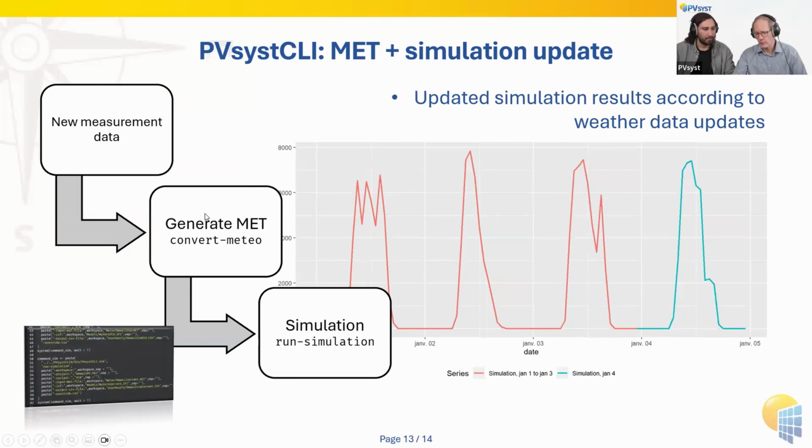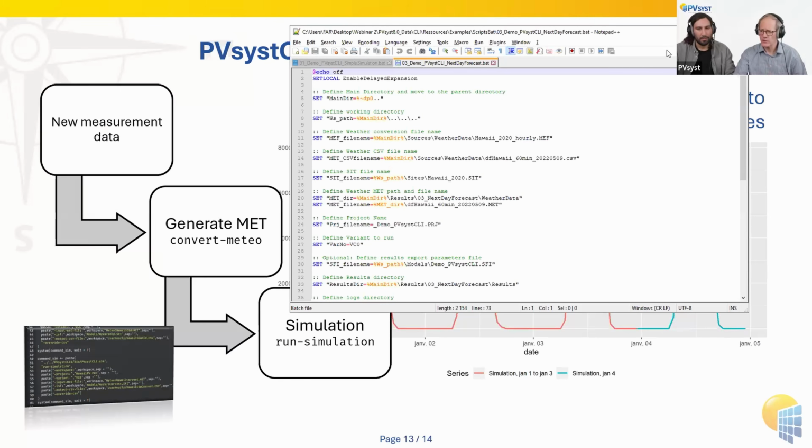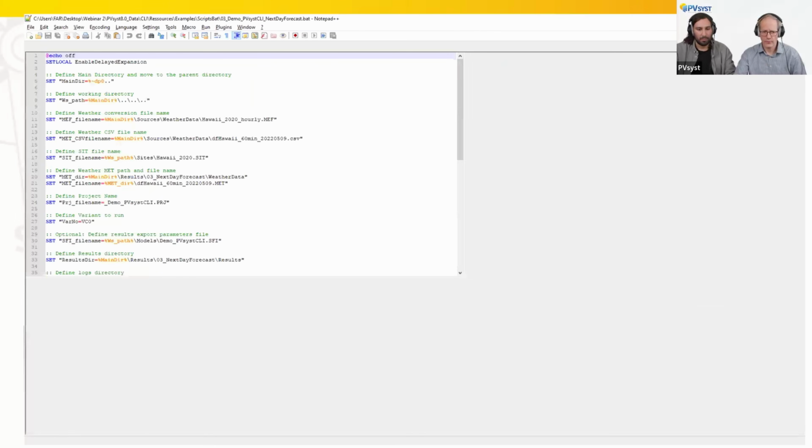So basically you have two steps. You first have to import the weather data into PVsyst and generate the MET file. In the second step, you then run the simulation with that weather file. And instead of doing this manually on the terminal, we have this script here which does the whole work for us.